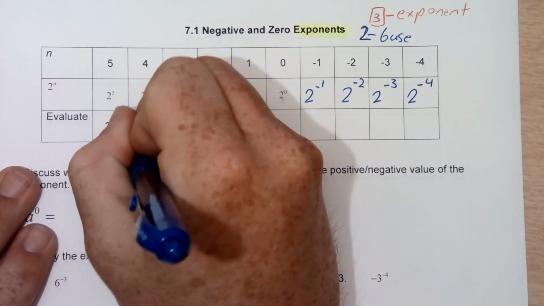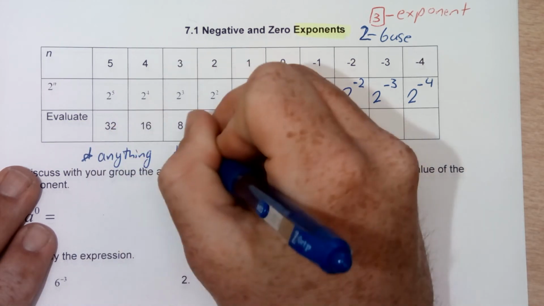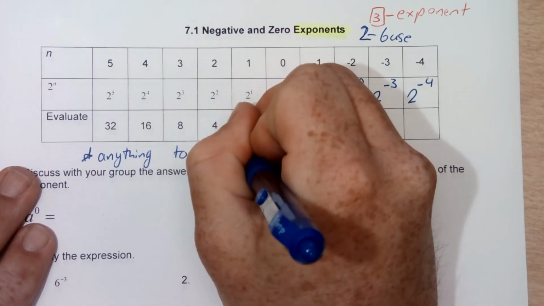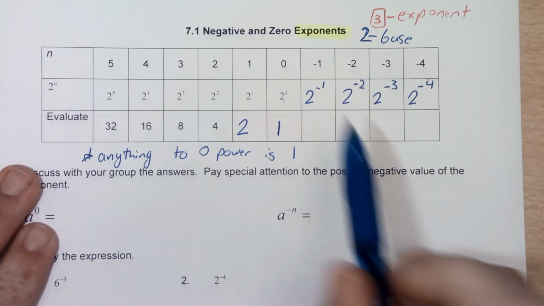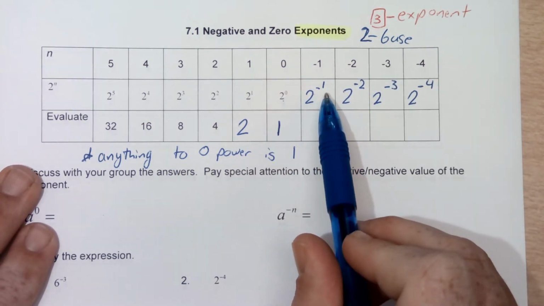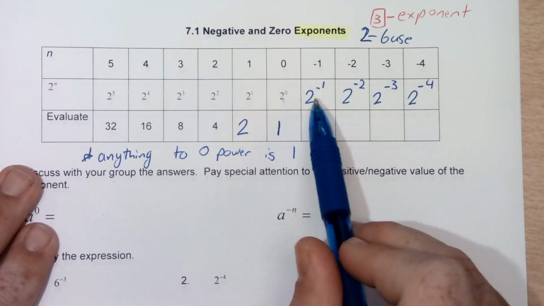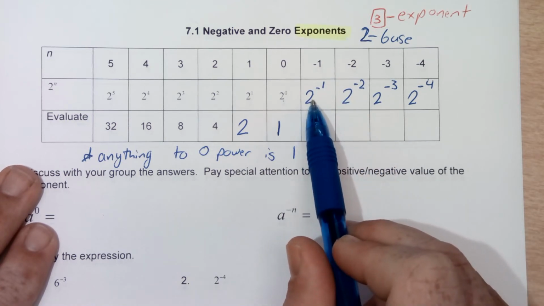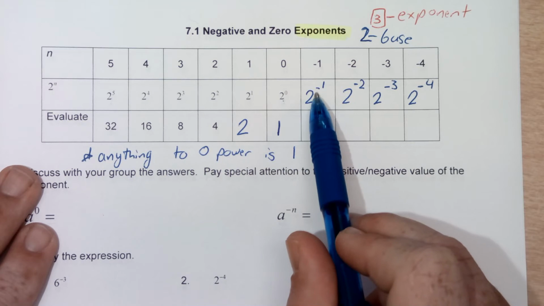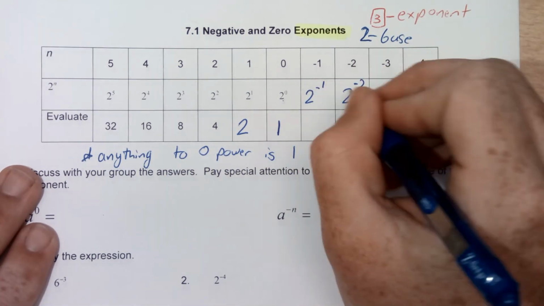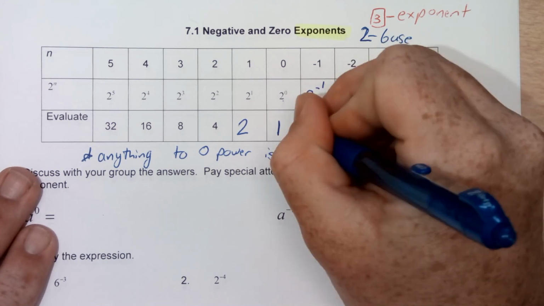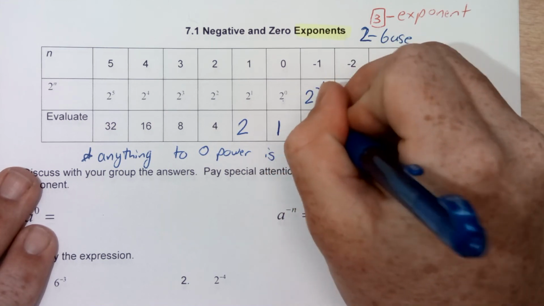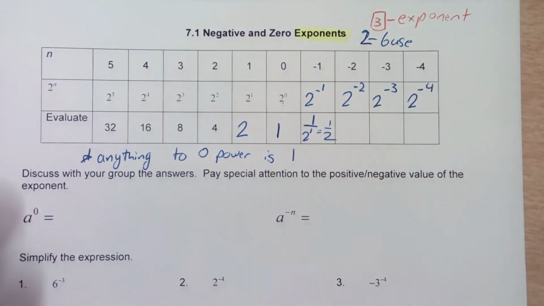Anything to 0 power is 1, okay? Now when we have a negative exponent, what we do is we move our base to the bottom. We make the reciprocal of our base, okay? So with our negative exponent here, what we do is we move it to the bottom and then rewrite it as a positive. So now we have a 1 over 2 to the 1st, which is 1/2. Okay, that's how we would simplify that.